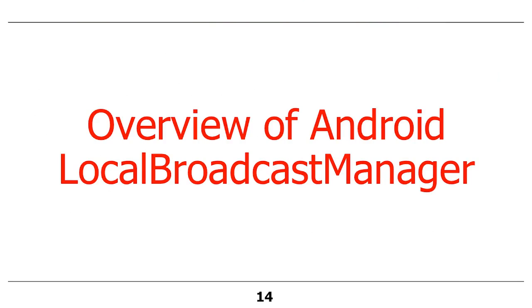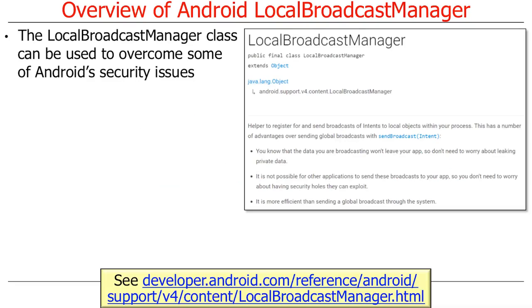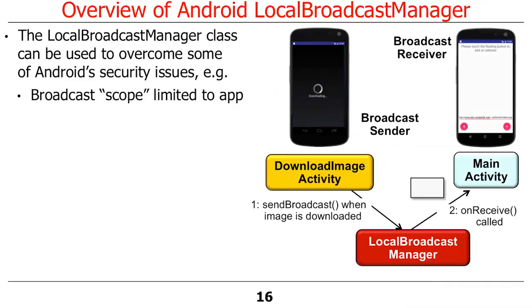Let's now talk a bit about how the Android Local Broadcast Manager works. The Local Broadcast Manager class can be used to overcome some of Android's security issues that we just discussed. Local Broadcast Manager actually occupies a special place in the Android hierarchy. It's not part of the baseline source code. Instead, it's part of the so-called support libraries, and that's intended to provide backward compatibility across earlier releases.